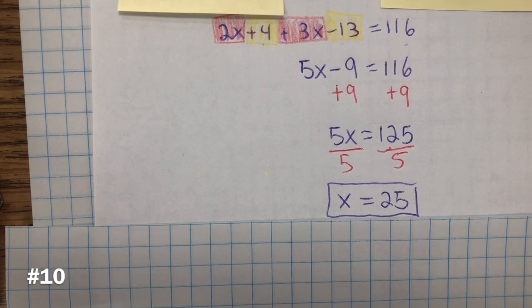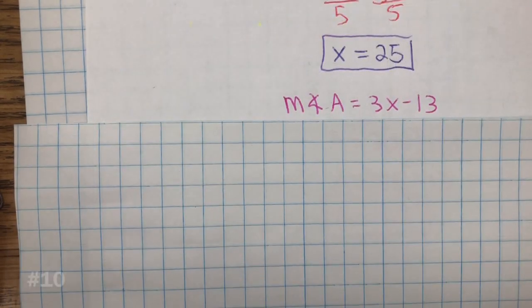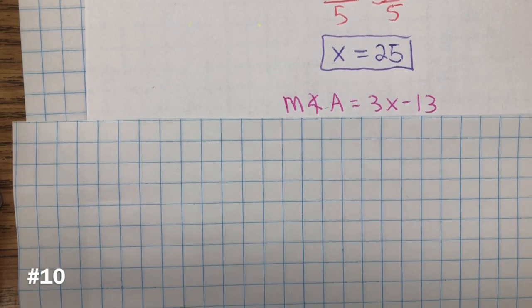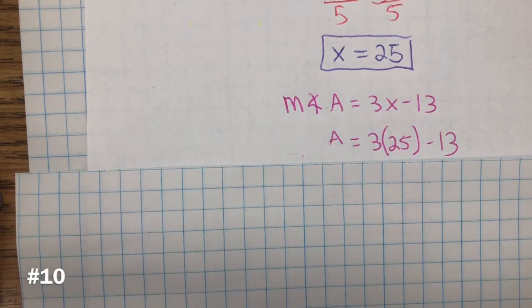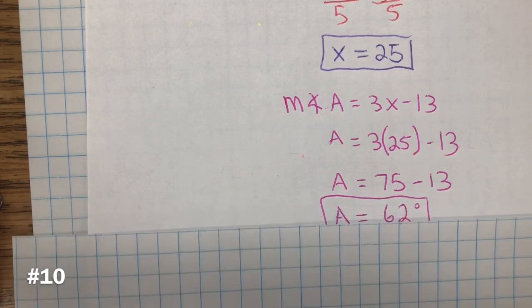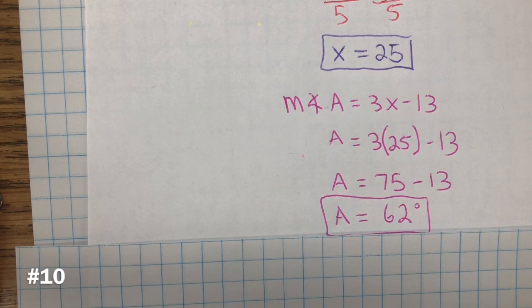So x equals 25. Now that I know the value of x, I'm going to plug it back into the expression that was for the measure of angle A. So measure of angle A equals 3x minus 13. So I'm going to substitute x with the value of 25. So now I have 3 multiplied by 25, which is 75. 75 minus 13 is 62. So the measure of angle A equals 62 degrees.